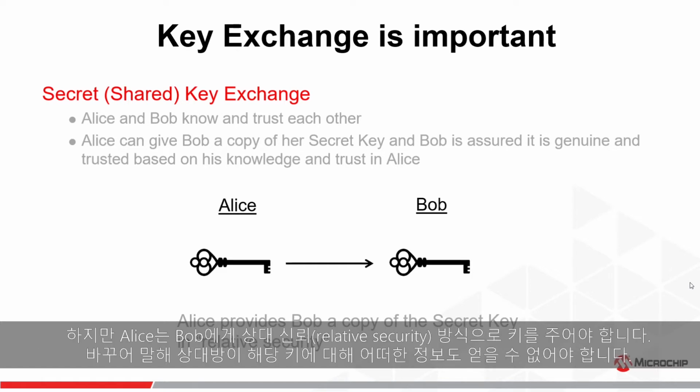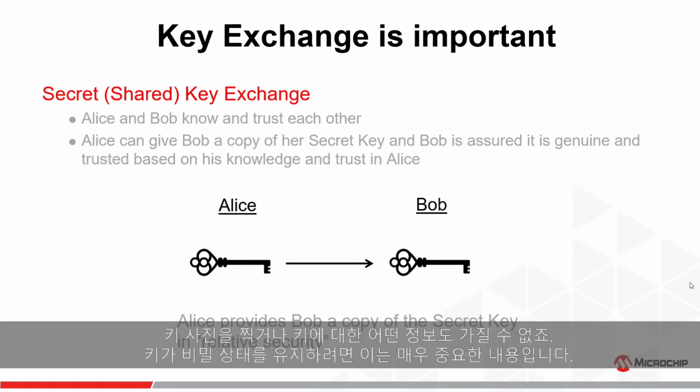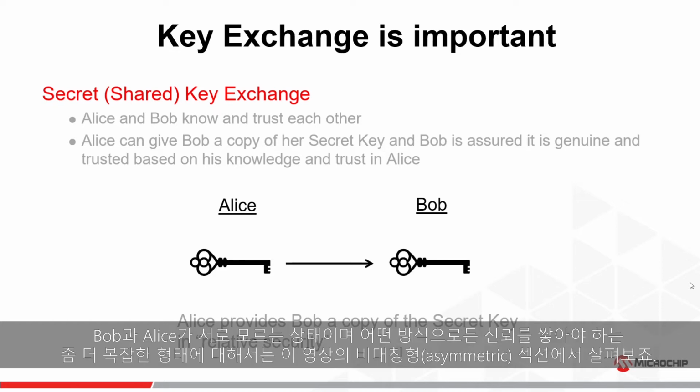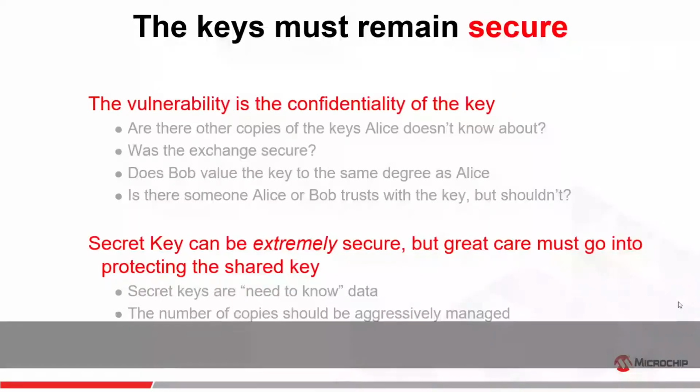But Alice needs to give Bob the key in relative security. In other words, an adversary can't have the chance of getting any information about that key. They can't take a picture of it or get any information whatsoever about the key. It's critically important that the key stays secret. This is the simplest form of key exchange between two entities when they know and trust each other. We will get into a more complex form where Bob and Alice do not know each other and have to somehow establish trust in the asymmetric section of this presentation.